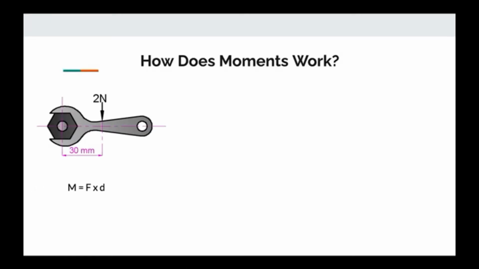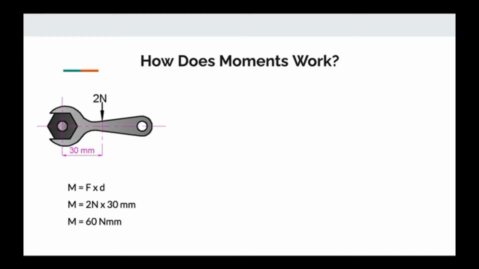Now, in calculating the moment, as I said before, it's force times distance. So let's see what will happen. That's 2 newtons times 30 millimeters. The answer will be 60. And it simply means that the force exerted is not enough to turn the spanner, given that I need a moment of 120 Newton millimeters.